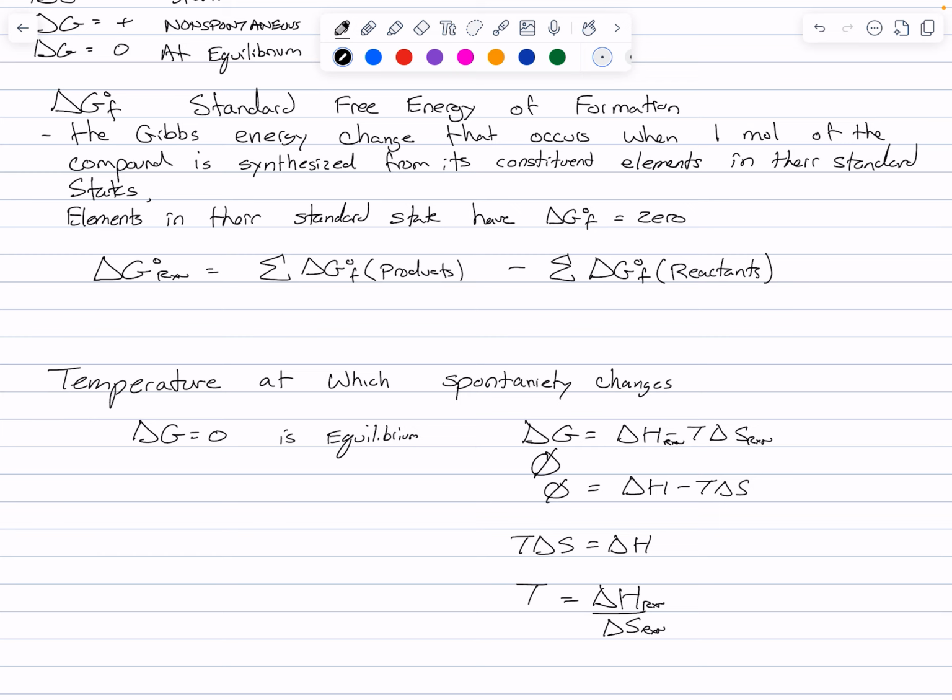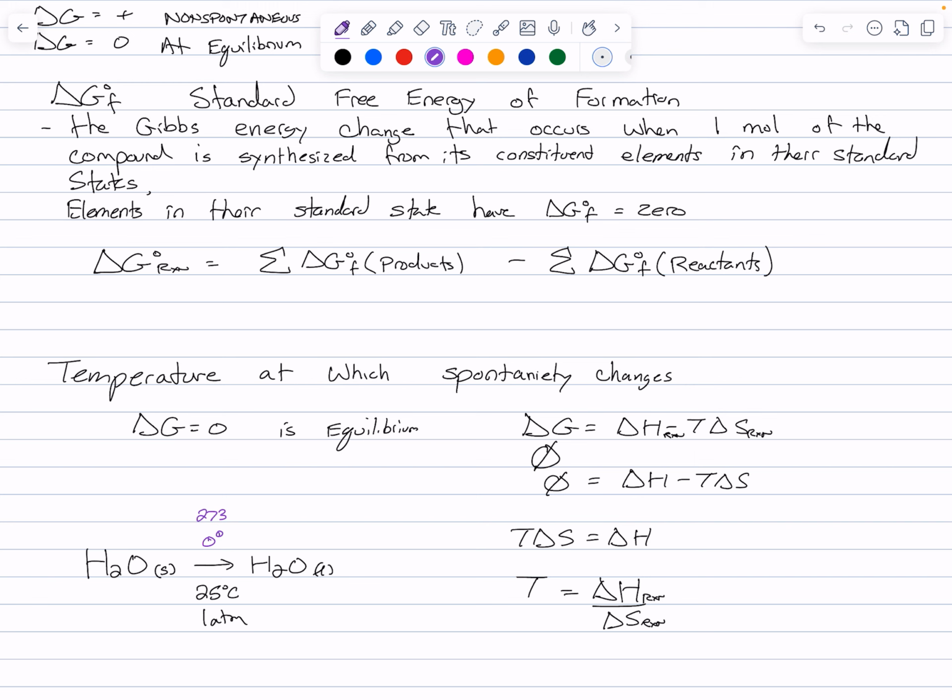What do I mean by that? H2O solid to H2O liquid. This is at 1 atmosphere, right? So as long as we're at 1 atmosphere, we know that this process occurs at 0 degrees, the equilibrium point. So anything above 0, it's going to be spontaneous. Anything below 0 is going to be non-spontaneous. And we say 0, it's 273 Kelvin, right?